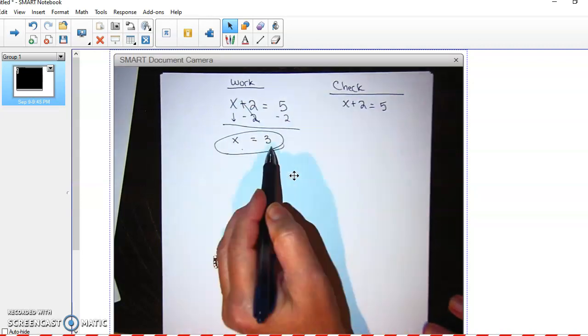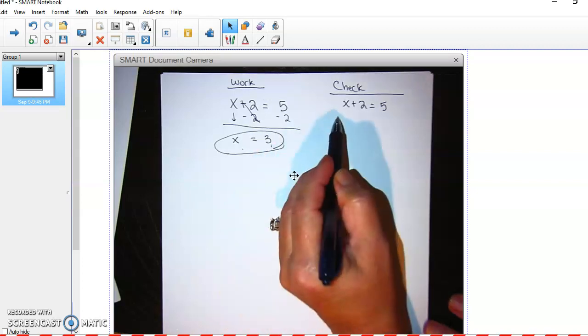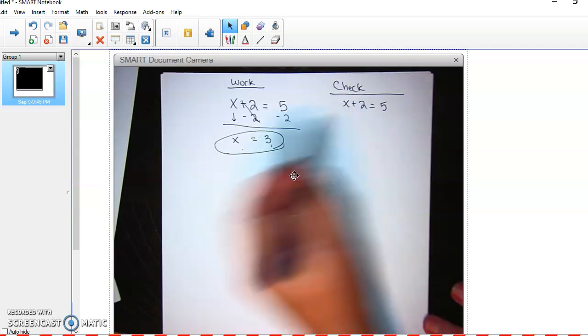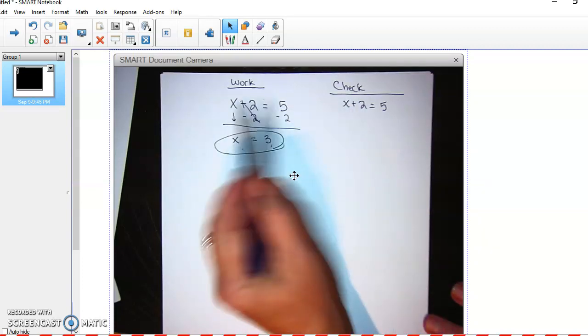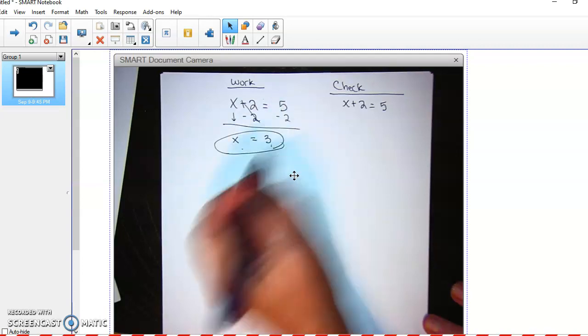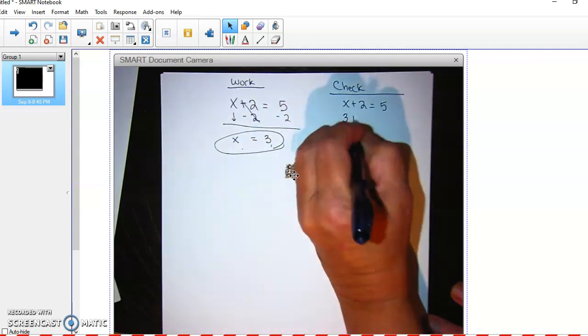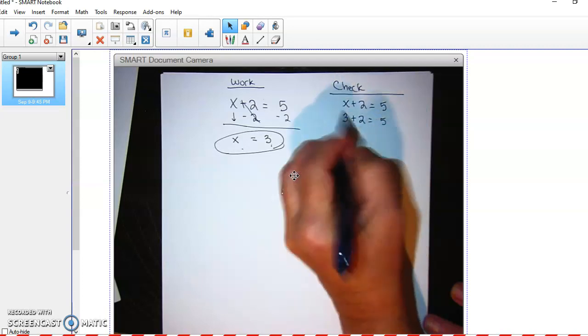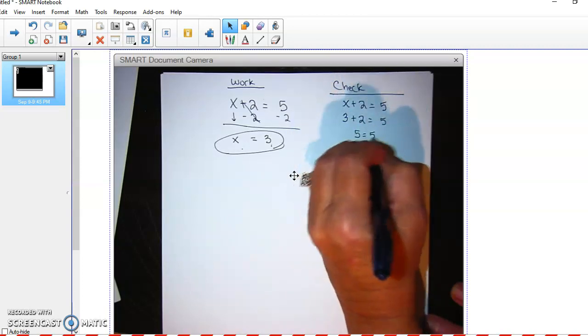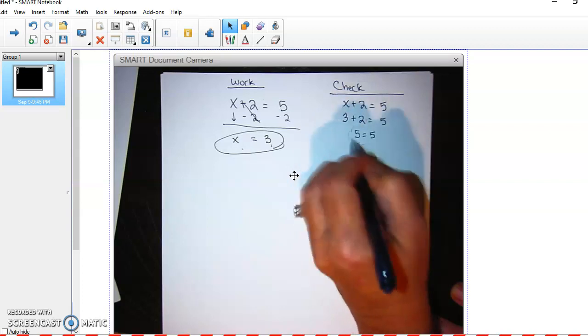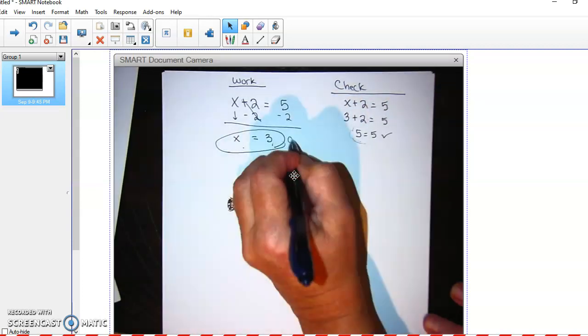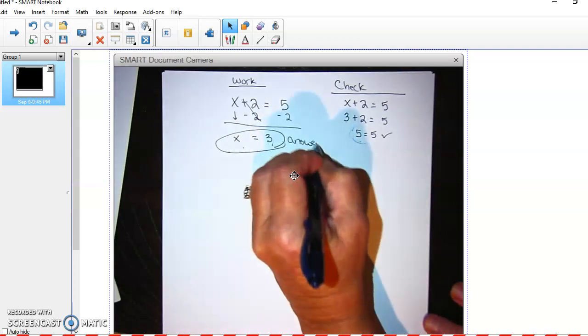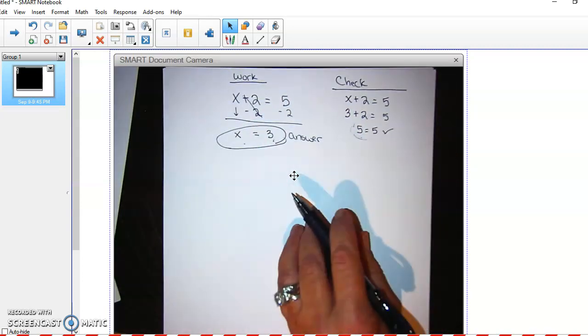Now we're going to check our answer. If we're saying x is equal to 3, we're going to take it and substitute it back in the original equation and see if it does truly equal the other side. Because remember, this side of the equation is supposed to equal that side of the equation. So let's substitute this 3 in for x. And then we're going to solve this side. 3 plus 2 equals 5. And now we're saying, oh yes, both sides of the equation equal each other. So this answer is correct. Okay? So you're always going to check your work.